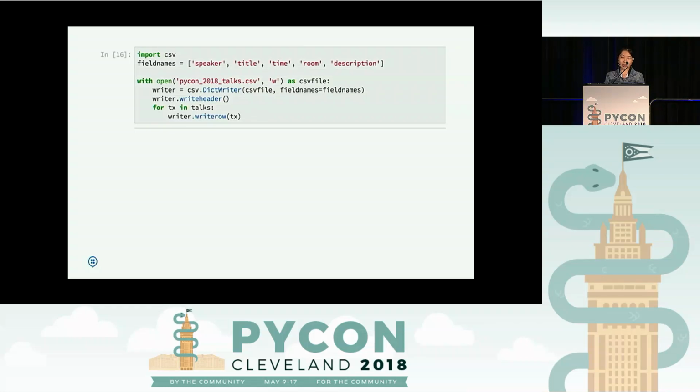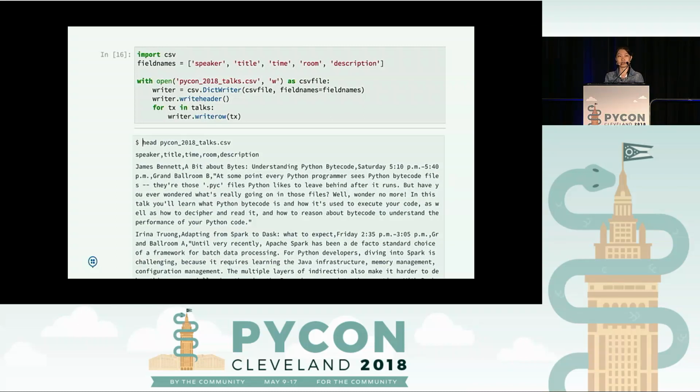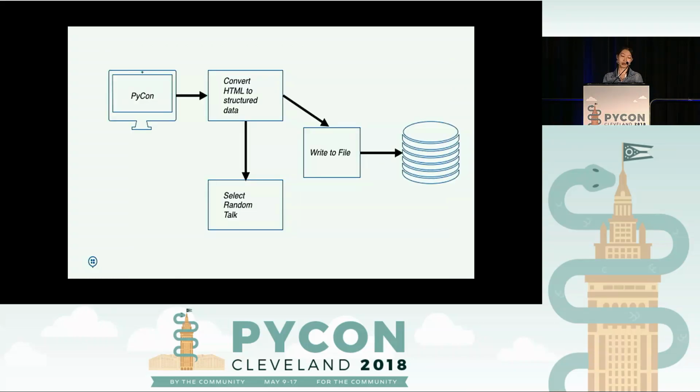And then in the last step of this pipeline, I load the dictionary into a CSV and dump it out into CSV, and this is sort of the load step. At a high level, this is what we went through: extracting the data from the PyCon website, converting it from HTML to structured data, and then selecting a random talk, but also, in the other direction, writing it to a file. This is really fun, really straightforward. What could go wrong with this pipeline?